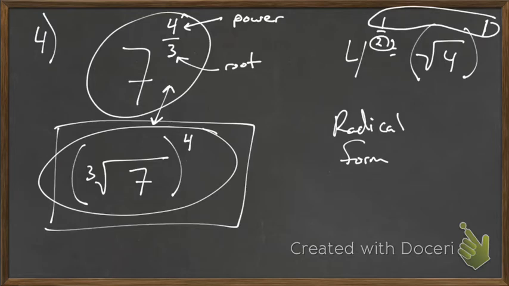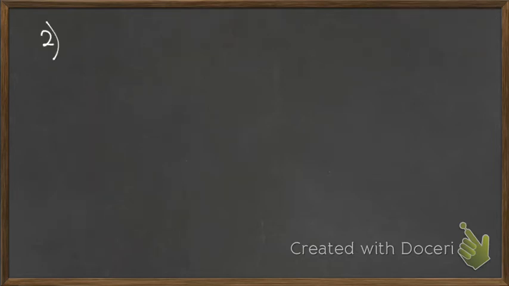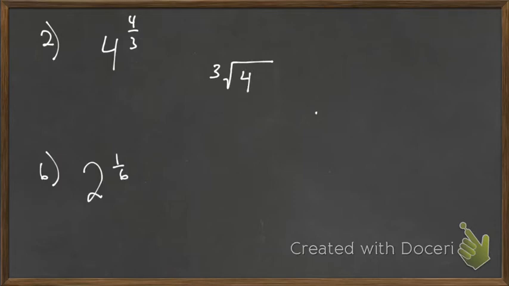I want you on that homework PDF to try numbers 2 and 6. Number 2 is 4 to the 4/3. Number 6 is 2 to the 1/6. I want you to try to write those in radical form for me, please. So, for 4 to the 4/3, my root is 3. So I have cubed root of 4. And my exponent is 4.